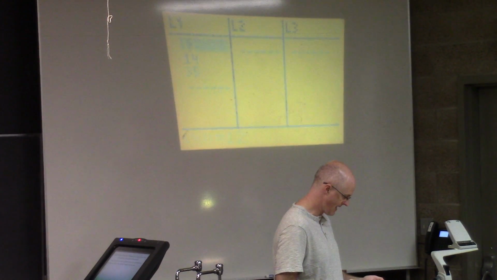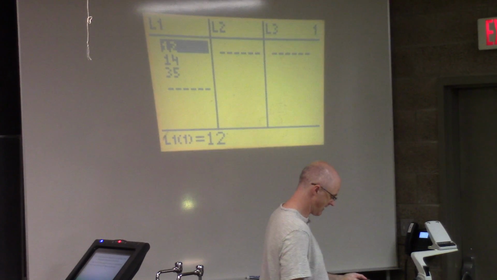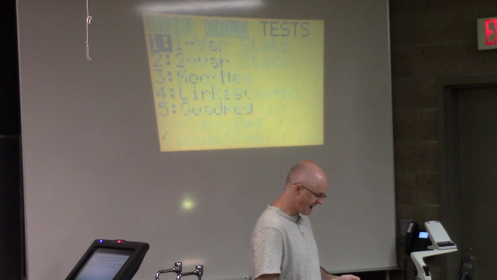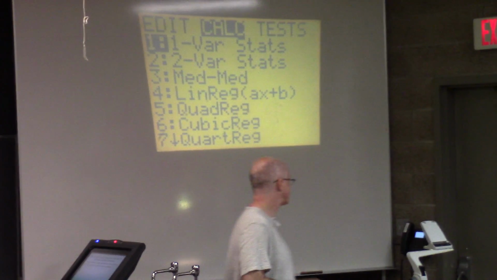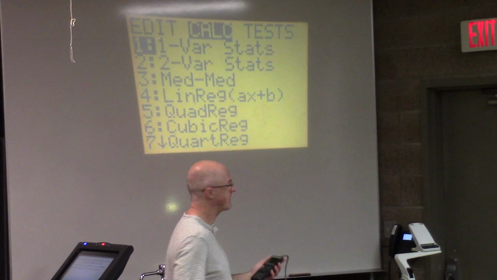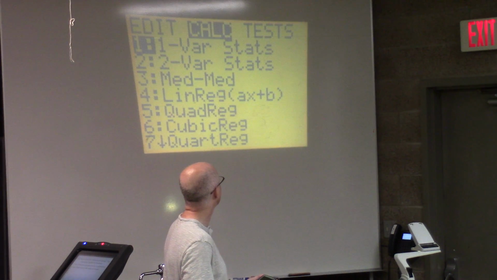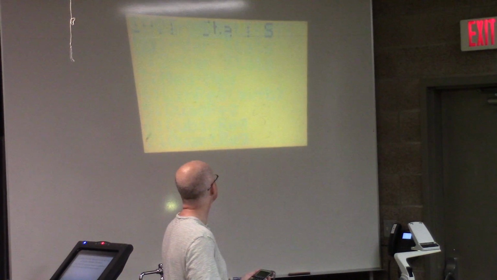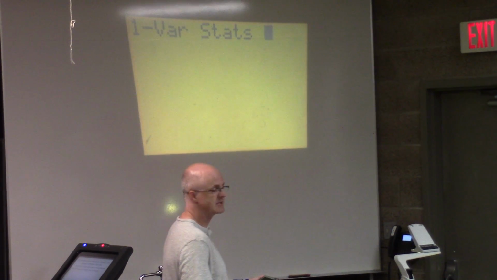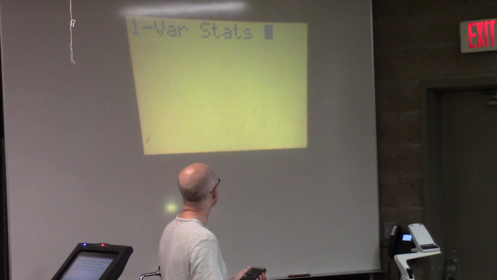So let's see here. Stat mode, do we have any numbers? Yes, we've got some numbers in there. You go to calculate, one variable stats. Again, maybe your calculator doesn't look like this. I hope it's not too far off. Something like this. When I go to calculate one variable stat, and if it's in list 1, I don't have to type list 1, I can just hit enter.